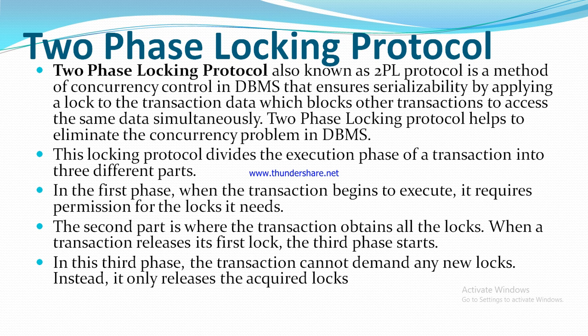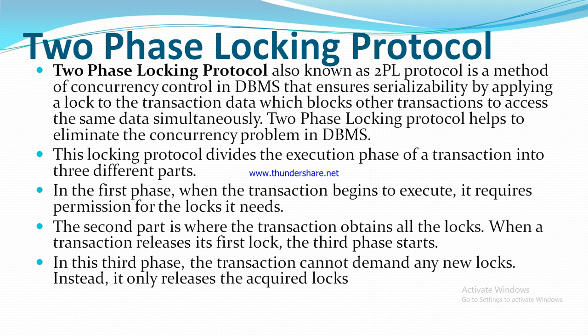So here this locking protocol divides the execution into three different parts, that is first phase, second phase, and third phase. So what do three phases mean? I am giving a permission and releasing the permission, that is divided into three parts. In the first part, the transaction begins to execute, that is, it requires a permission for the lock, so it sends a request to get the resources. That is the first phase.